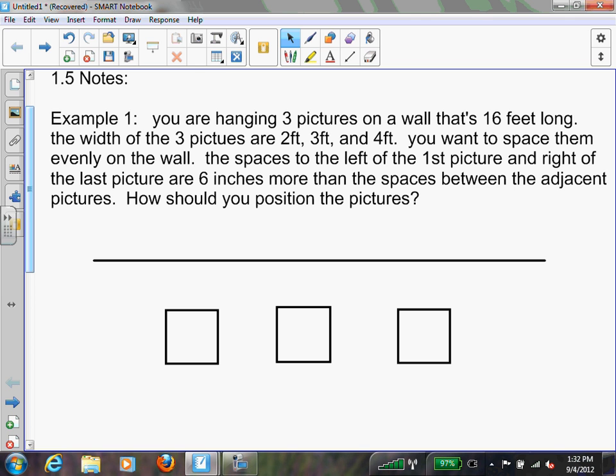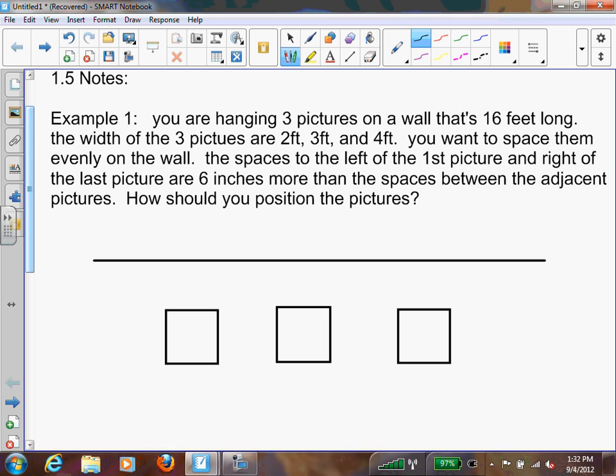You want to space them evenly on the wall. The spaces to the left of the first picture and the right of the last picture are 6 inches more than the spaces between the adjacent pictures. So we're spacing them evenly. We know that the wall is 16 feet long, and we're just trying to figure out where to hang them so that it's nice and centered. All right. So let's put all of our information. This is my wall. That means this is 16 feet. Would you agree?